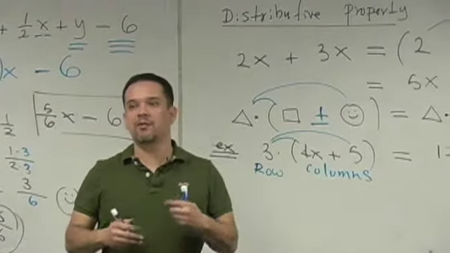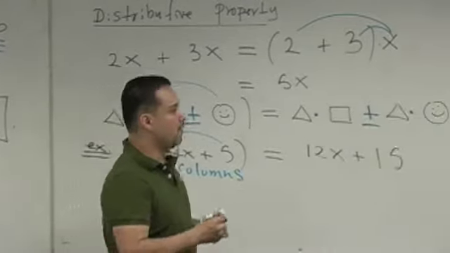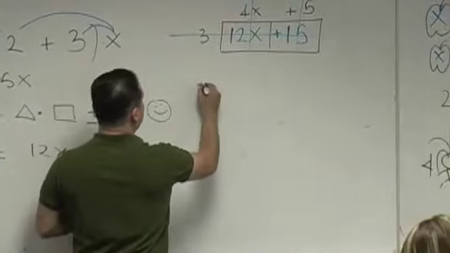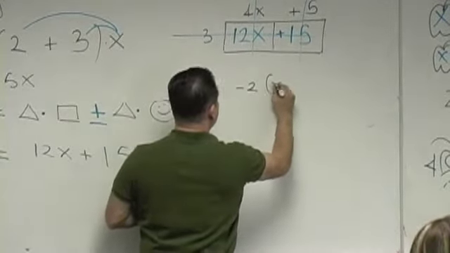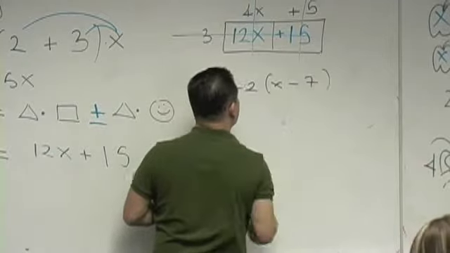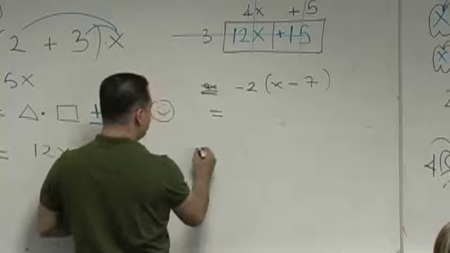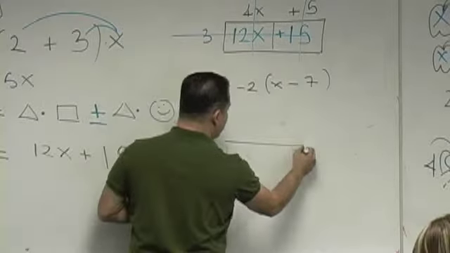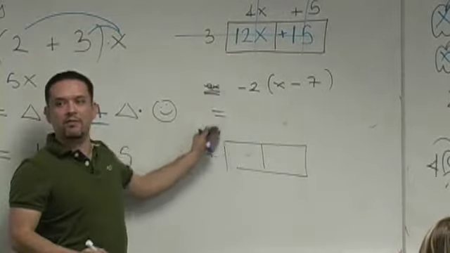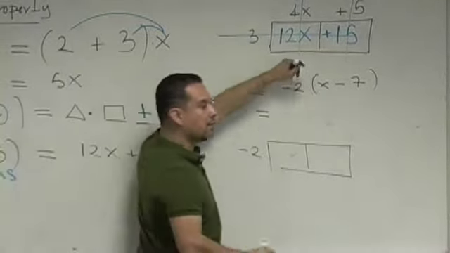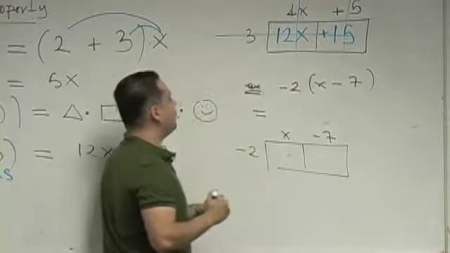Okay, so again, these are some of the tools you want to come back with and take in algebra. So let's see. How about this? See what you guys get. What if it was a negative 2 times an x minus 7? Okay, what do you get now? Do you guys like this picture of distributive property? Take the row here, negative 2. What are your columns then? X and negative 7, okay.